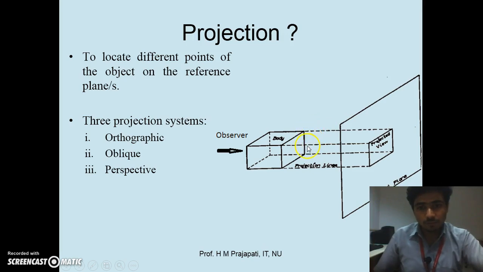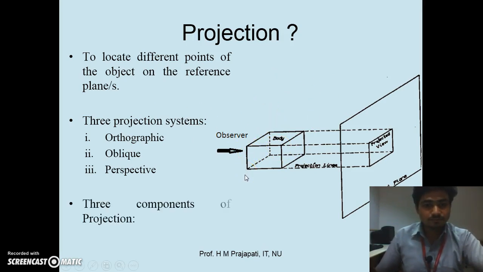So here in orthographic projection, we assume that the observer is far distance away from the object. Then all the projectors are parallel to each other, and these projectors are perpendicular to the reference plane. That's why it is called an orthographic projection system. Normally we follow the orthographic projection system when we are dealing with true shapes or true views of any object.